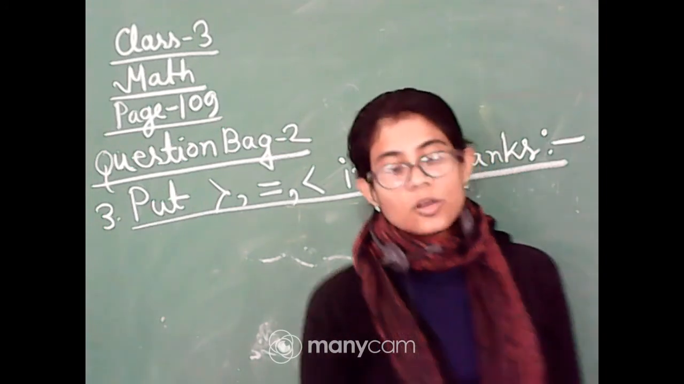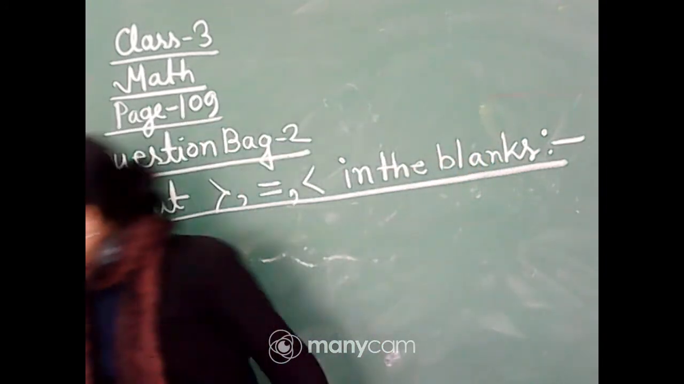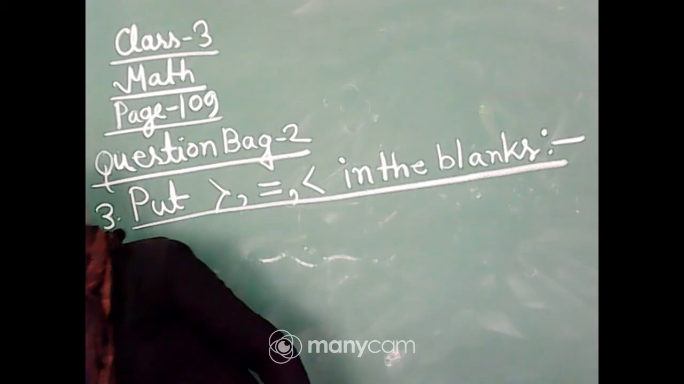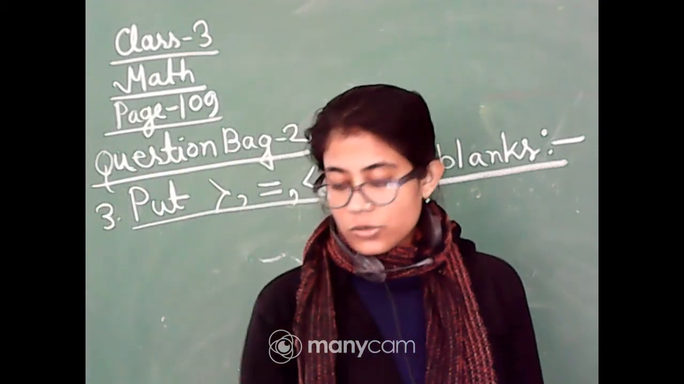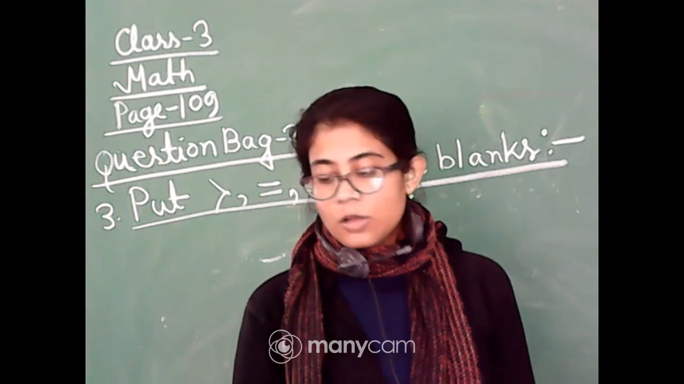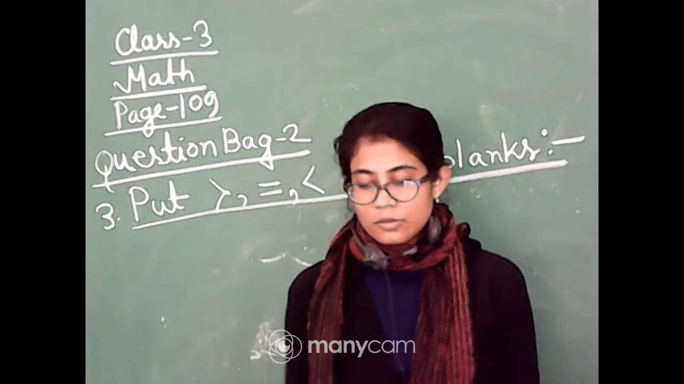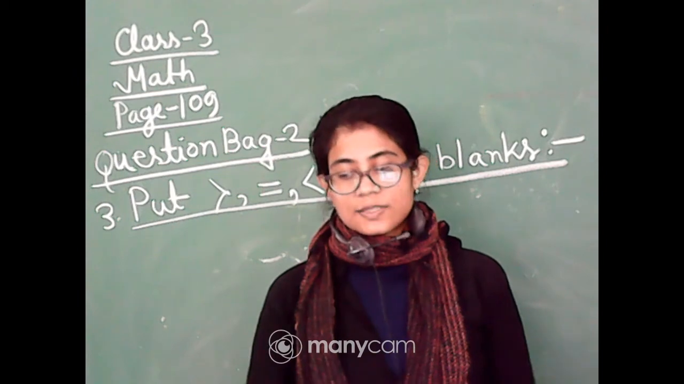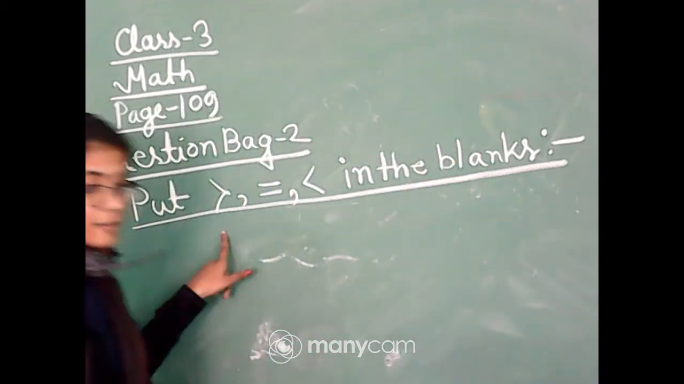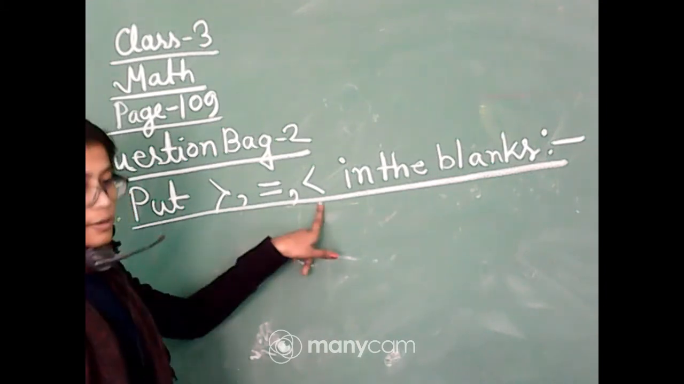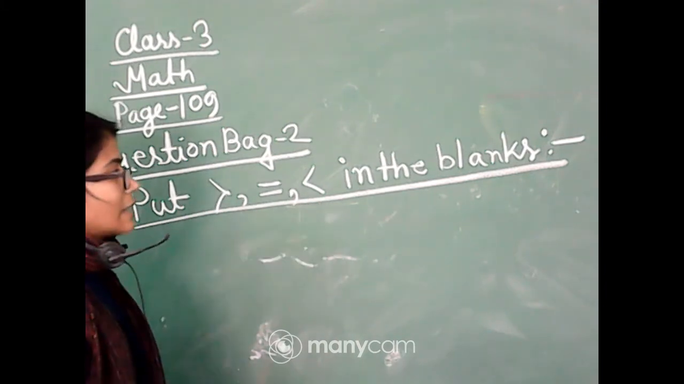So students, open your composite book and the page number is 109. Okay, so students, today we will do question bank 2, exercise 3, which is: put greater than, equal to, or less than sign in the blanks.